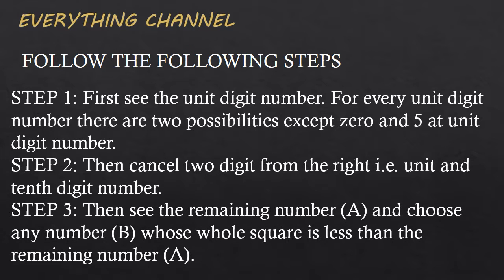Step 3. Then see the remaining number, which we will call A, and choose a number, which we will call B, whose whole square is less than the remaining number A.